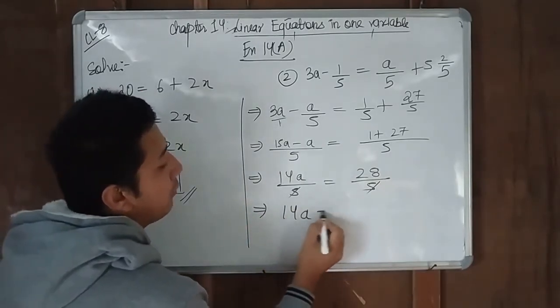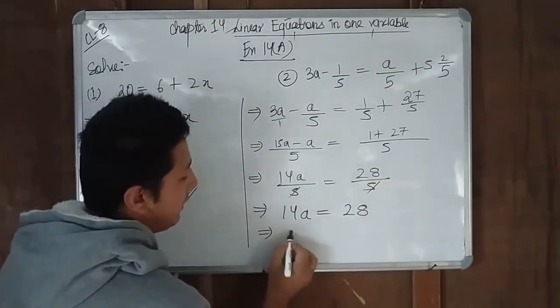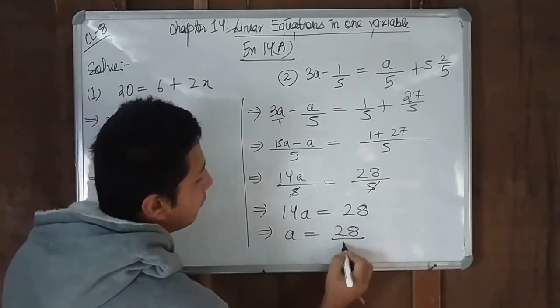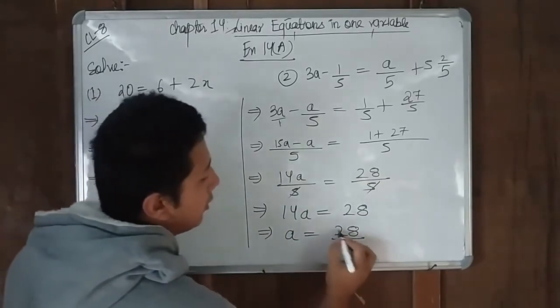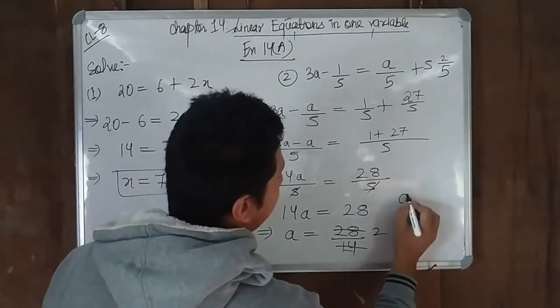And the last line, 14a equals to 28. So therefore a is equals to 28 by 14. 14 ones are 14, 14 twos are 28. So hence the value for a will be 2.